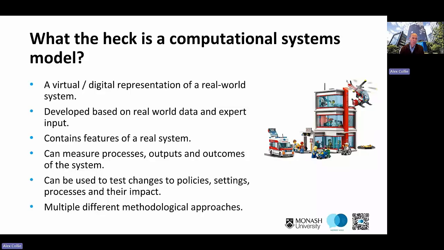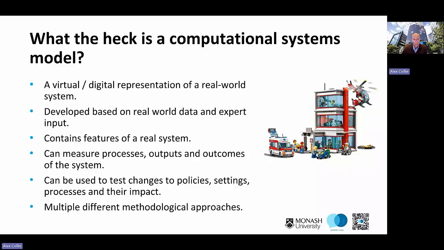And through these virtual systems, we can measure the processes that occur within the system, the outputs and the outcomes of the system as well. And we can use these virtual systems, importantly, and this is what we want to do in this project, to test changes to policies and settings and processes and the impact of those without having to put them into play in the real world. So there's no harm in testing all sorts of weird and wonderful things once we've established a validated computational systems model. I will say there's lots of different types of computational systems models. We have focused on two for this project.